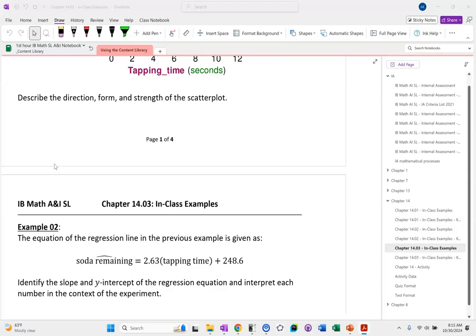How about the y-intercept? It's at 0, so 2.6. Mm-hmm. So when what's at 0? The tap. Okay, when tapping for 0 seconds, we predict 248.6 milliliters of soda remaining. Does that feel good?